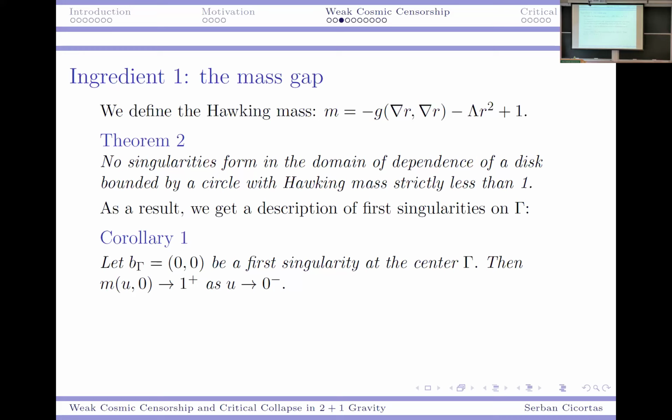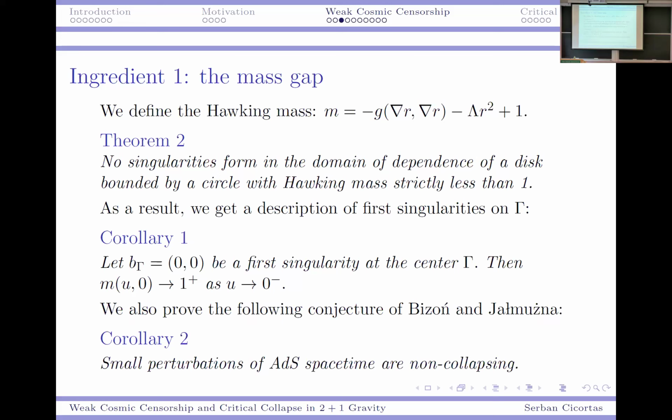Then what I claim is that the mass on the backwards light cone of this singularity must go to 1 from above. Okay? So the mass at the center is 0, but for any singularity, the mass must go to 1. And this, you should think, really applies for all of these examples where you have a first singularity at the center, you always get the mass goes to 1 here. So this will be the essential description of first singularities that we get from the mass gap.